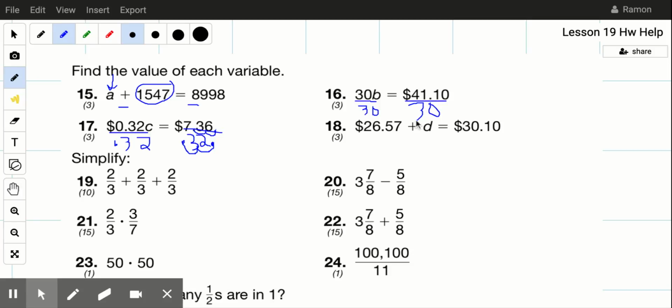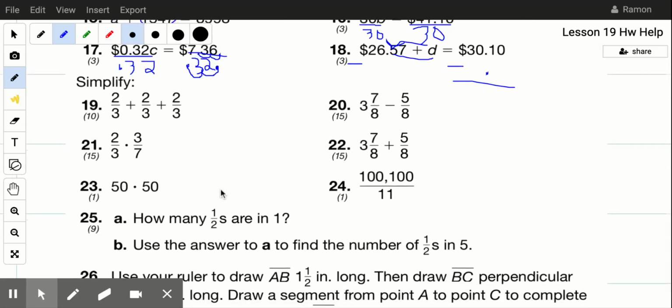18, we can use the commutative property to change the order. And then you'll notice that it's addition, so we're just going to subtract the addend from both sides. Make sure your decimals are lined up. Make sure you regroup correctly.